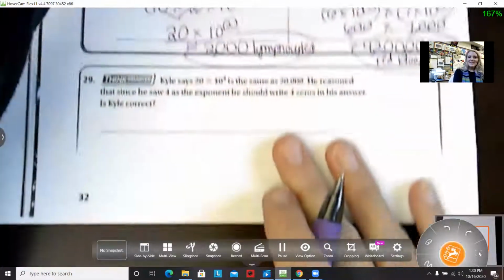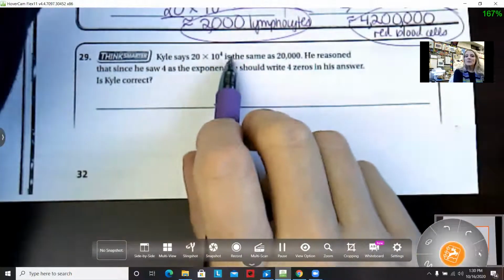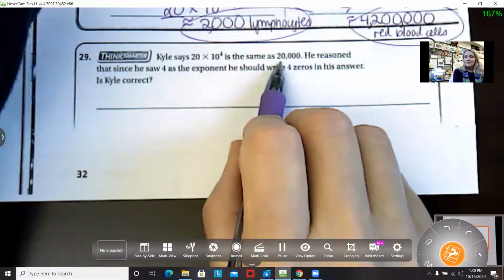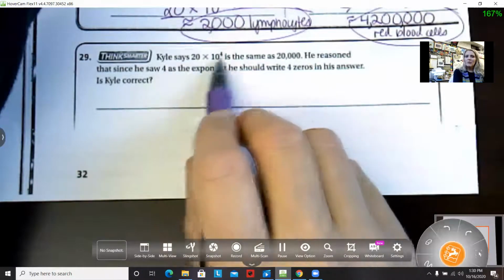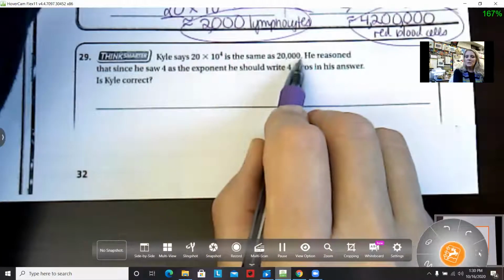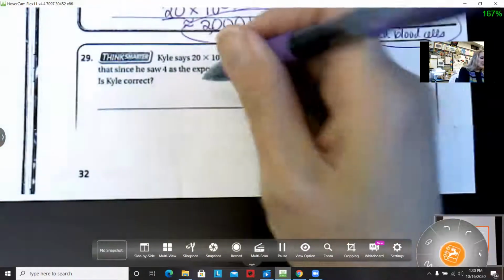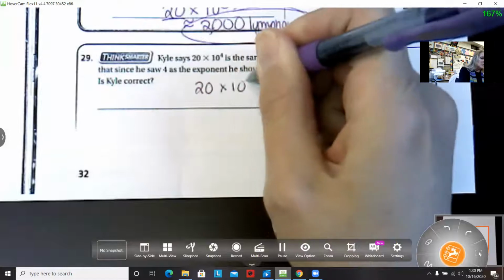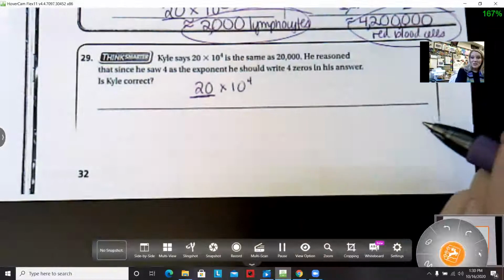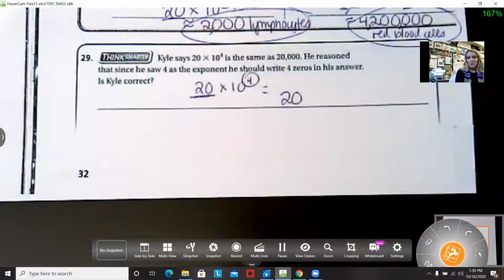All right, down to number 29. Kyle says that 20 times 10 to the fourth power is the same as 20,000, so it equals 20,000. He reasoned that since he saw 4 in the exponent, he should put 1, 2, 3, 4 zeros. Is he correct? Well, let's see there. Let's write this out again. 20 times 10 to the fourth power. Well, what whole number is over here? 20. So we need to write 20 first before we add those 4 zeros.